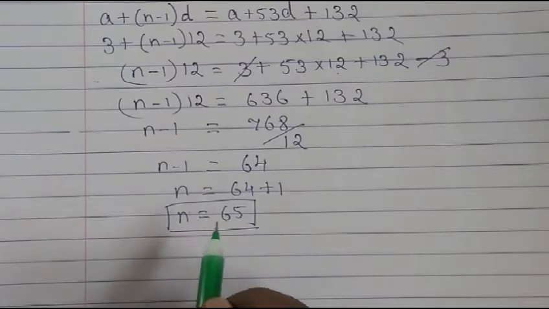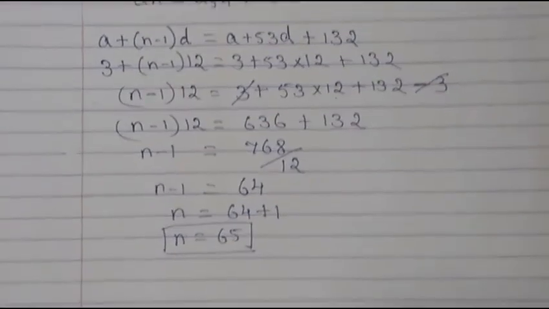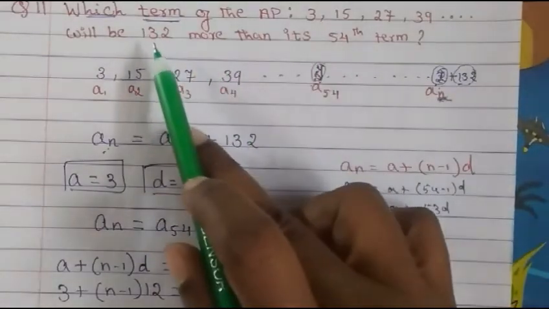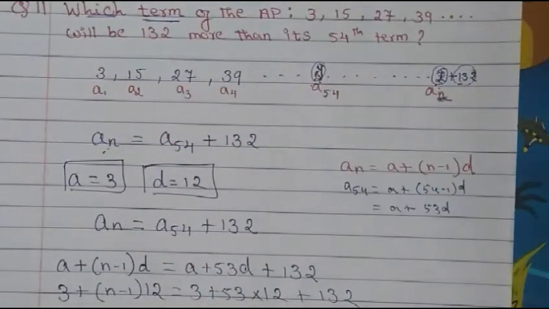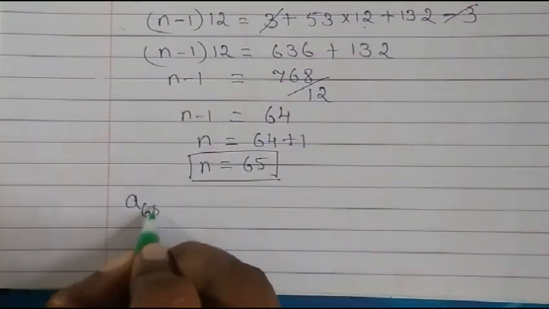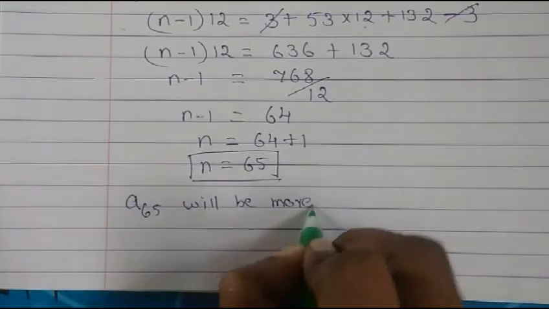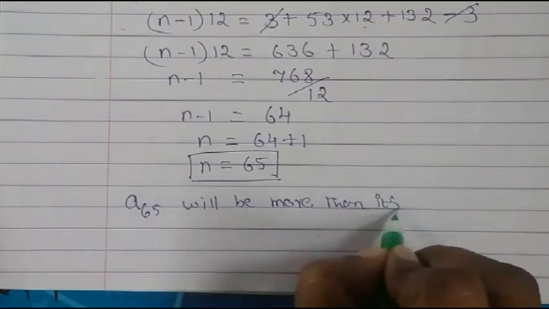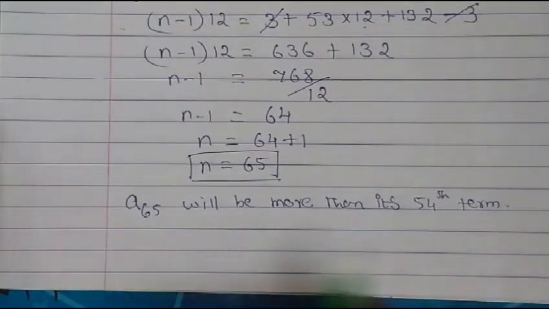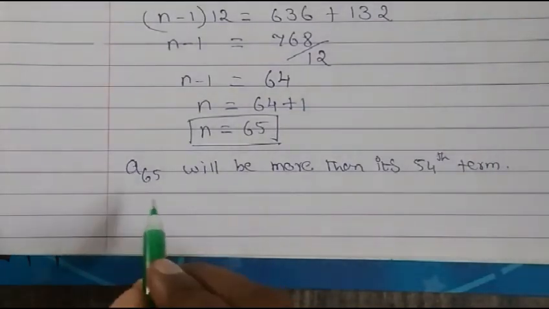Okay. So what is this? The 65th term will be more than the 54th term, 132 more than its 54th term. So our answer will be: A65 will be 132 more than its 54th term. If you want to check it, we can check it, but there is no need to verify; it is only for your understanding. Now we will see to it.